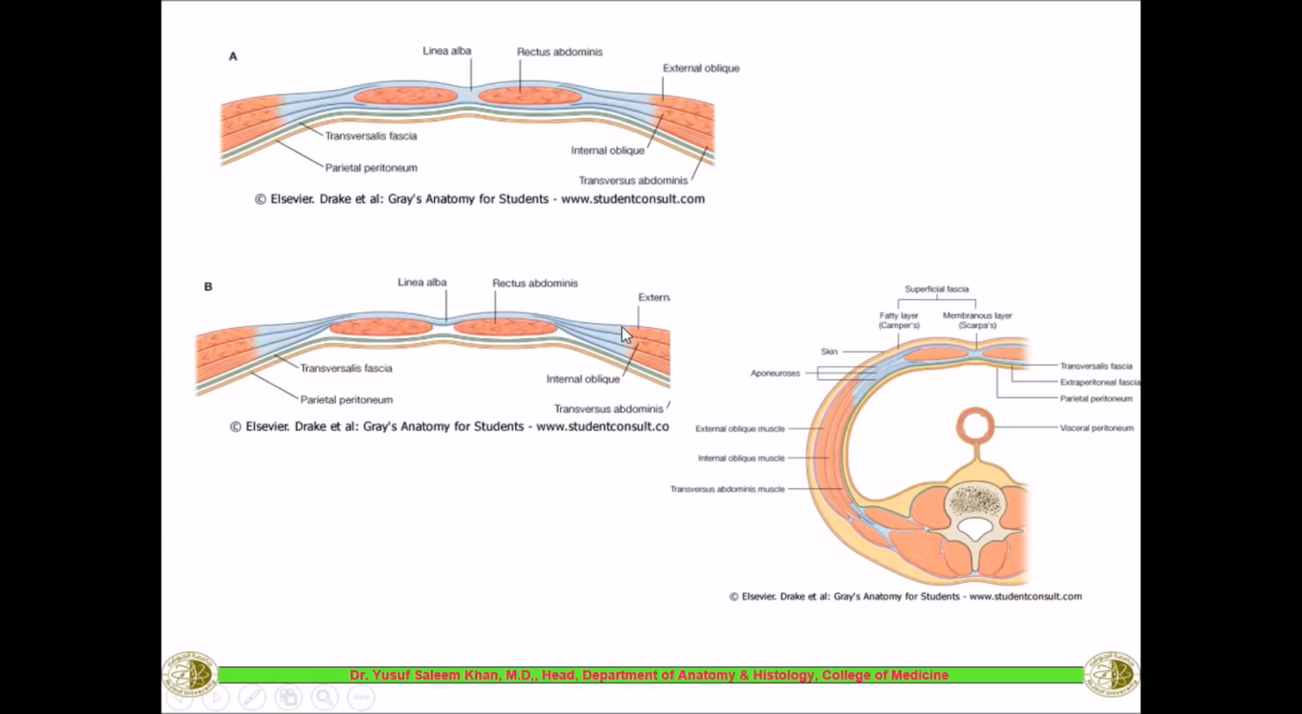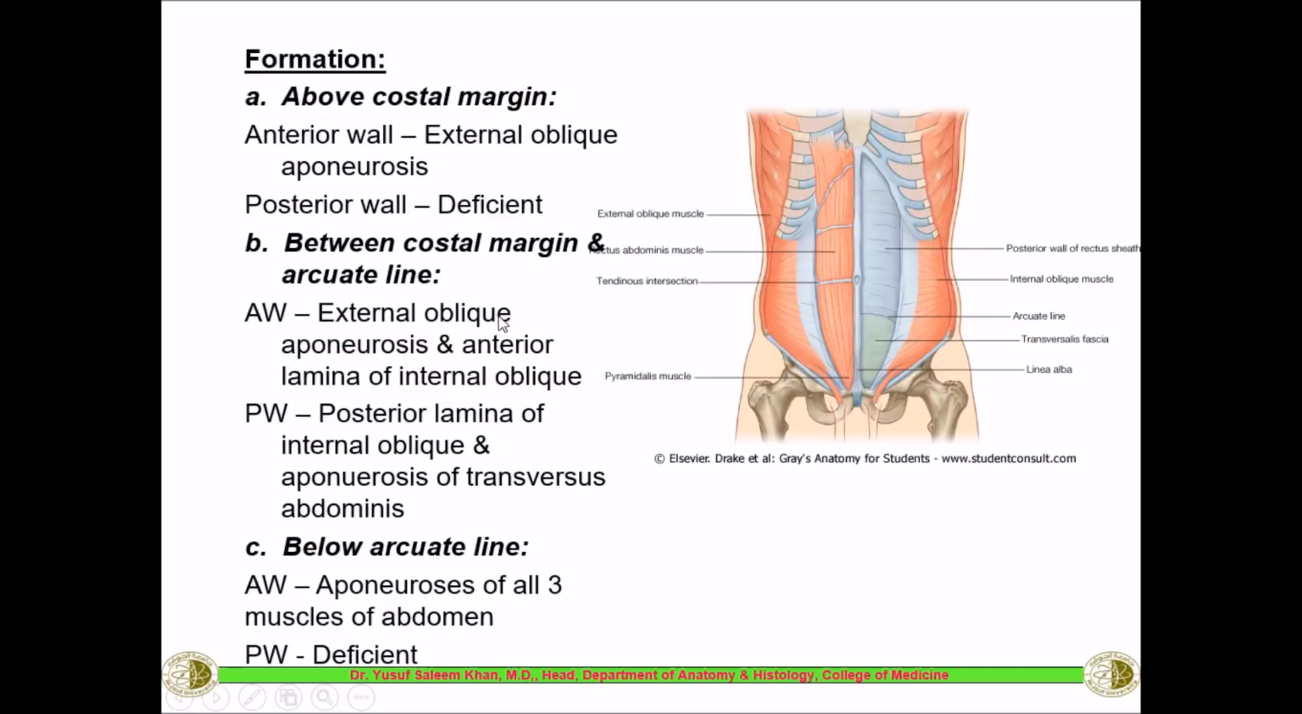If you can see, the external oblique is forming the anterior wall, the internal oblique also joins with it and forms the anterior wall, and even the transverse abdominis will go in the front, and it covers the rectus abdominis in the front only. So that's why the posterior wall is deficient, and all the three aponeuroses will form the anterior wall of the rectus sheath. This is how it is formed at different levels. Below the arcuate line, the aponeurosis of all the three muscles will form the anterior wall. The posterior wall is deficient, and it ends as an arcuate line.